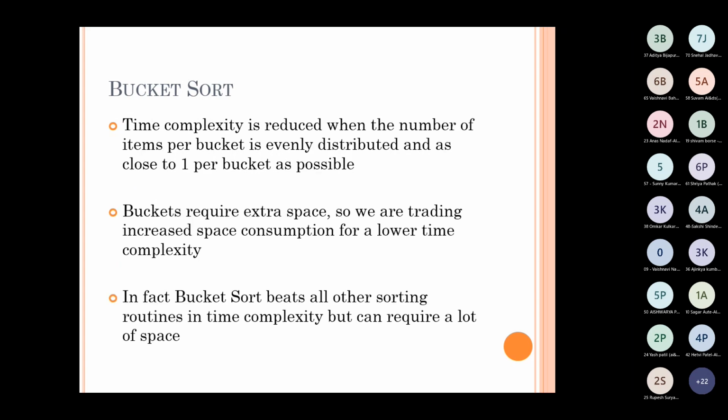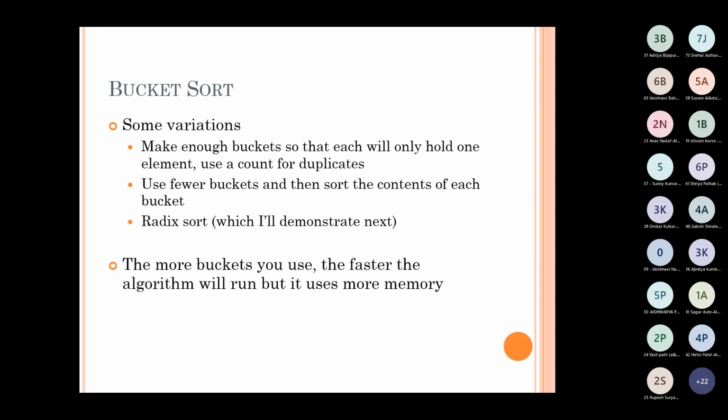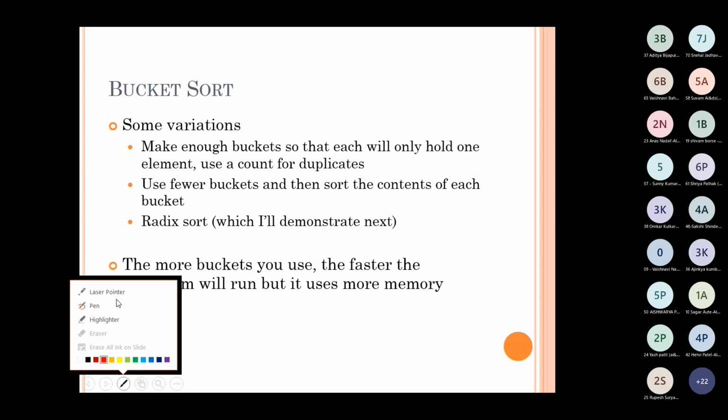Time complexity is reduced when the number of items per bucket is evenly distributed. So if we only increase the count of buckets, what will happen?